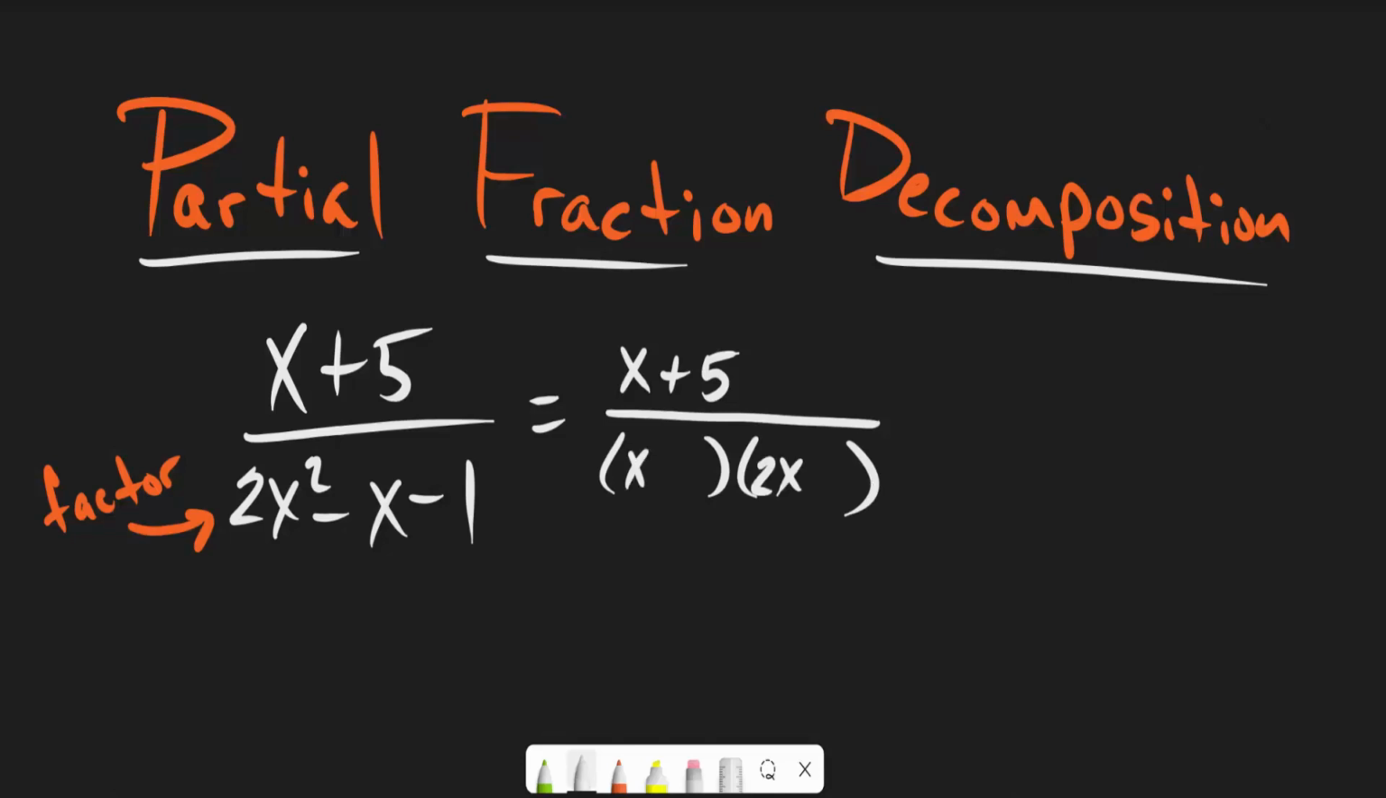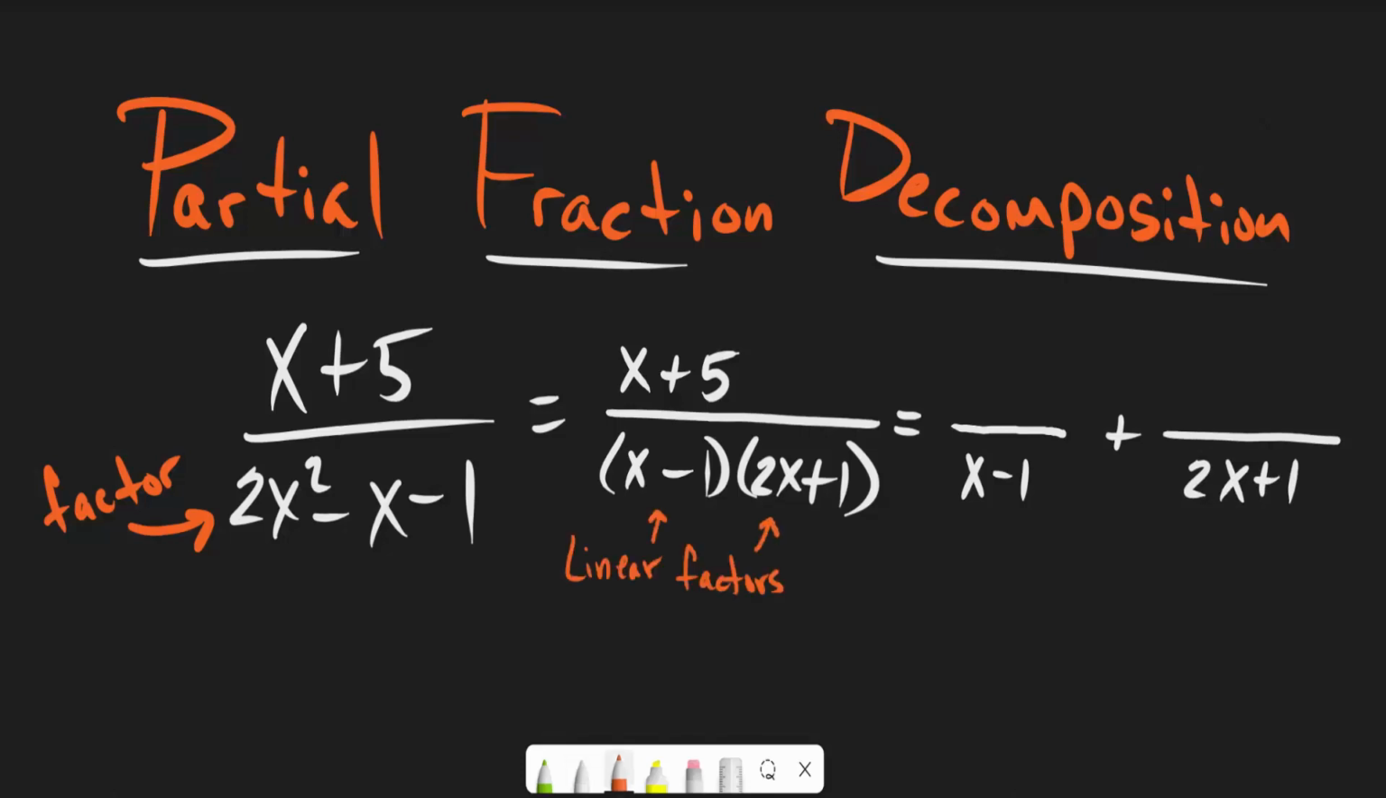Now we know that x times 2x is going to give us a 2x squared. To get a 1, of course, it's 1 times 1. Then we play around with the signs and figure out that a negative and a positive are going to work. So this is our setup for the partial fraction decomposition. We know we're going to break it up into the sum of two fractions. The first fraction is going to have the x minus 1 in the denominator. The second fraction is going to have 2x plus 1.